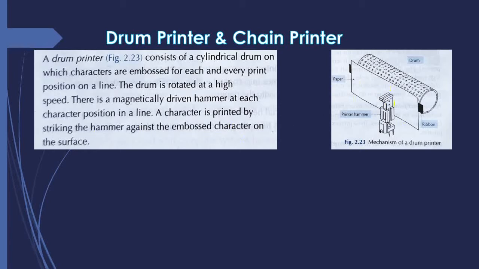Here you can see the example. This is the drum, this is the ribbon, this is the printer hammer, and this is the paper. So it's a mechanical drum printer where the characters are on the drum, which rotates at high speed. When it rotates, the printer hammer strikes the character, and with the help of the ribbon, it gets printed. This is the mechanism of a drum printer.